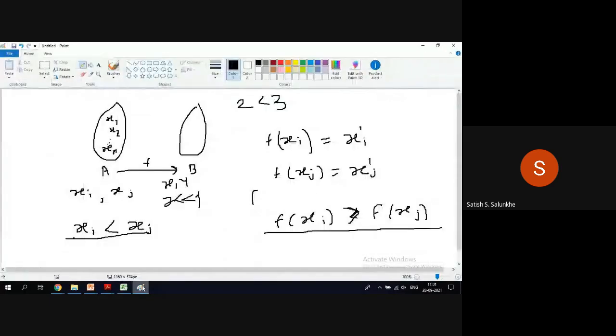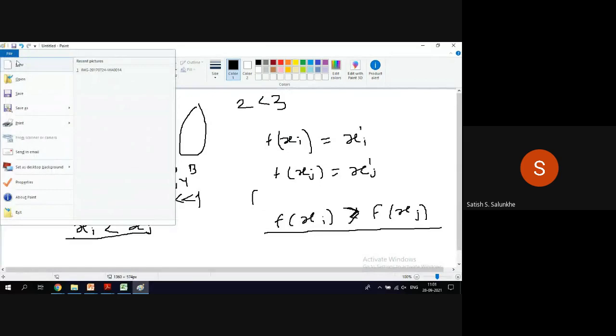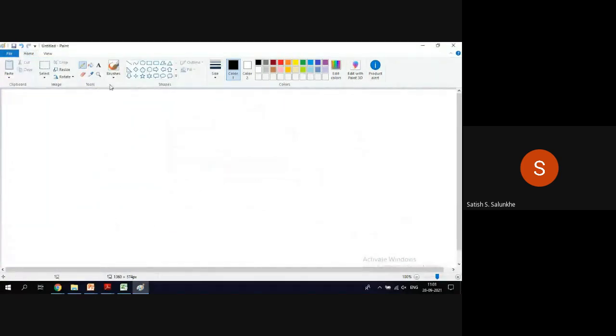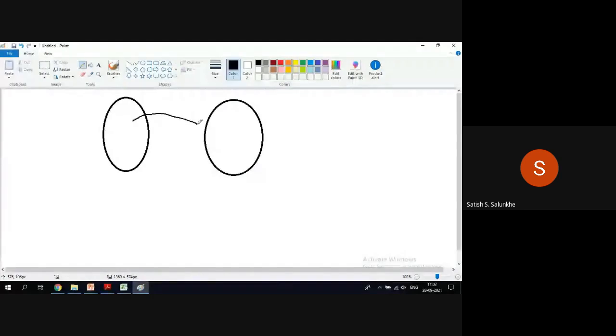What I'm talking about right now, let me show you visually. This is your domain and this is your codomain, and you have a mapping function from domain to codomain. Let us say the domain is A, the codomain is B, and the mapping function is F. If this mapping function F is a bijective function, one-to-one as well as onto, then there exists an inverse function from codomain to domain, that is F inverse.